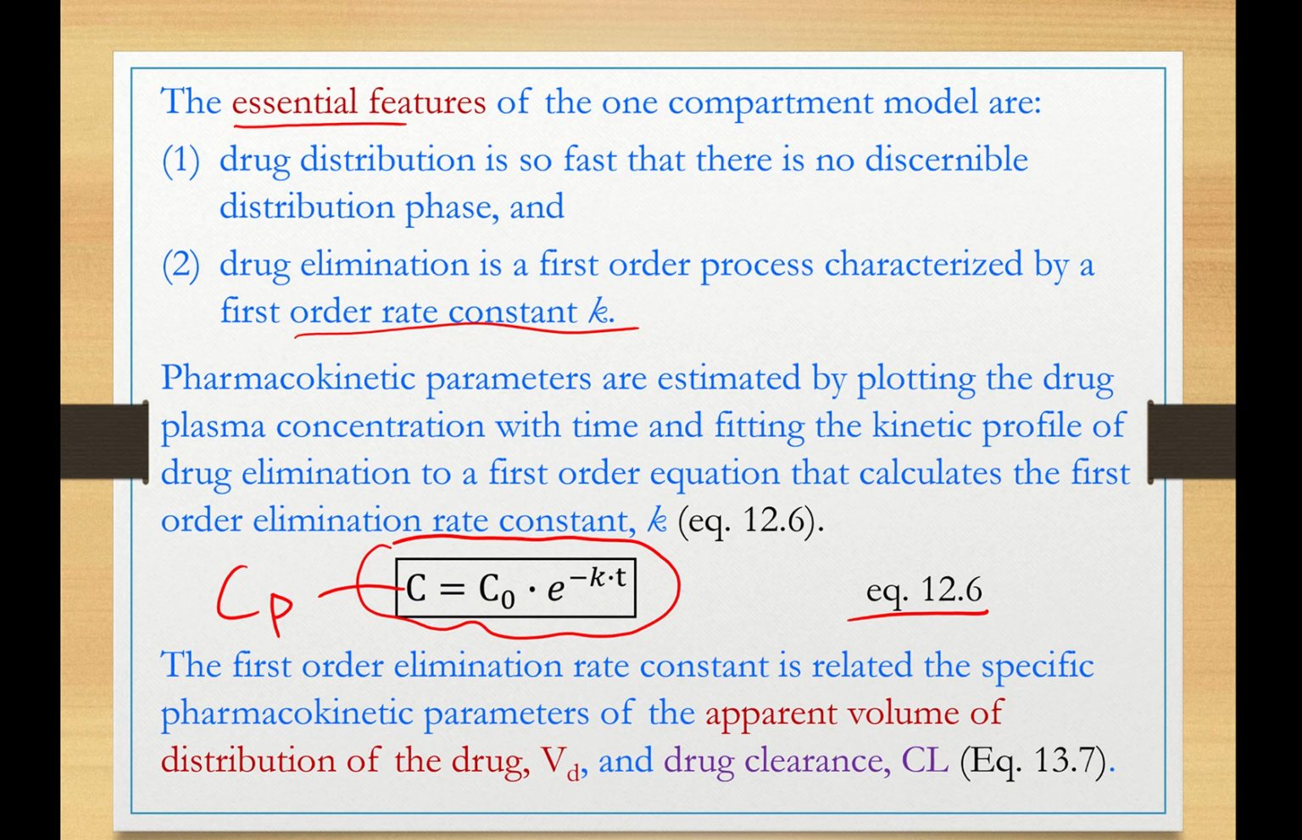Okay. Now this is the first-order elimination rate constant, and as we're going to see in a minute, this is related to the volume of distribution, which is called Vd, and the drug clearance, Cl. Okay?